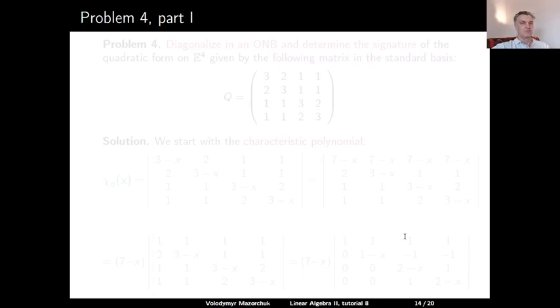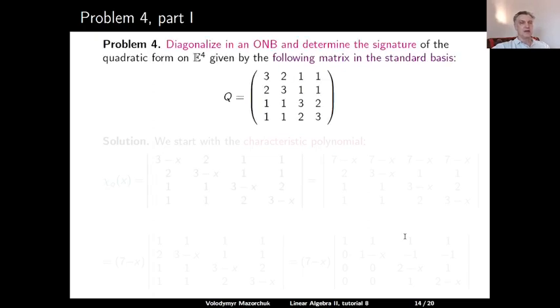Problem 4. Diagonalize in an orthonormal basis and determine the signature of the quadratic form on E4 given by the following matrix in the standard basis. The matrix Q is 3, 2, 1, 1, 2, 3, 1, 1, 1, 1, 3, 2, 1, 1, 2, 3.